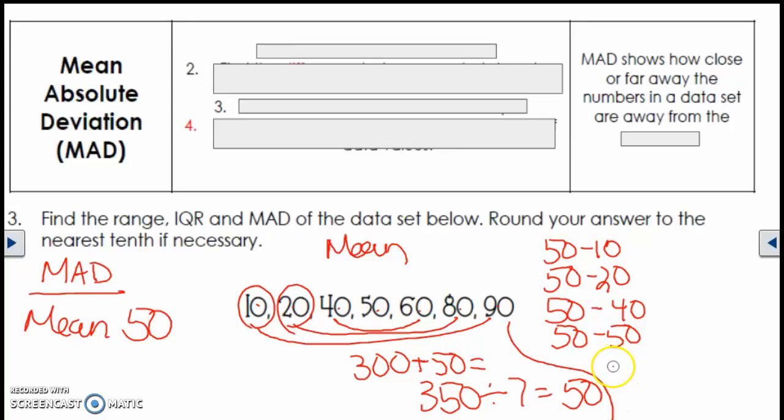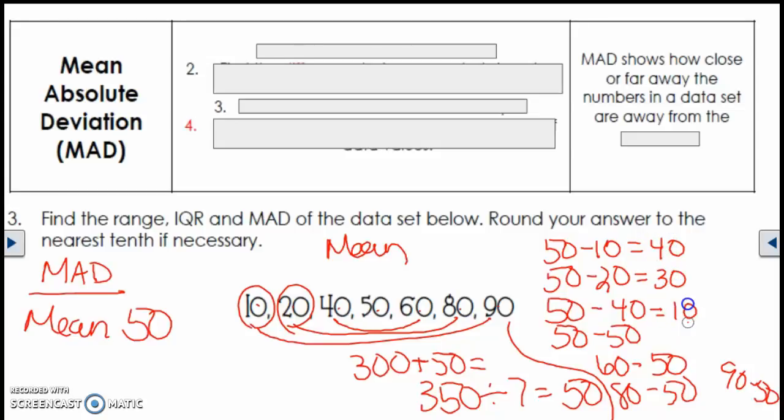Remember we're looking for distance, so we don't care about the negative values, we just want to know the difference between the two numbers. So now I'm going to start with 60 minus 50, 80 minus 50, and then I'll do 90 minus 50. We're just looking for the differences. So I have a 40, I have 30, 10, 0, 10, 30, and 40. I know this is a lot of writing here.